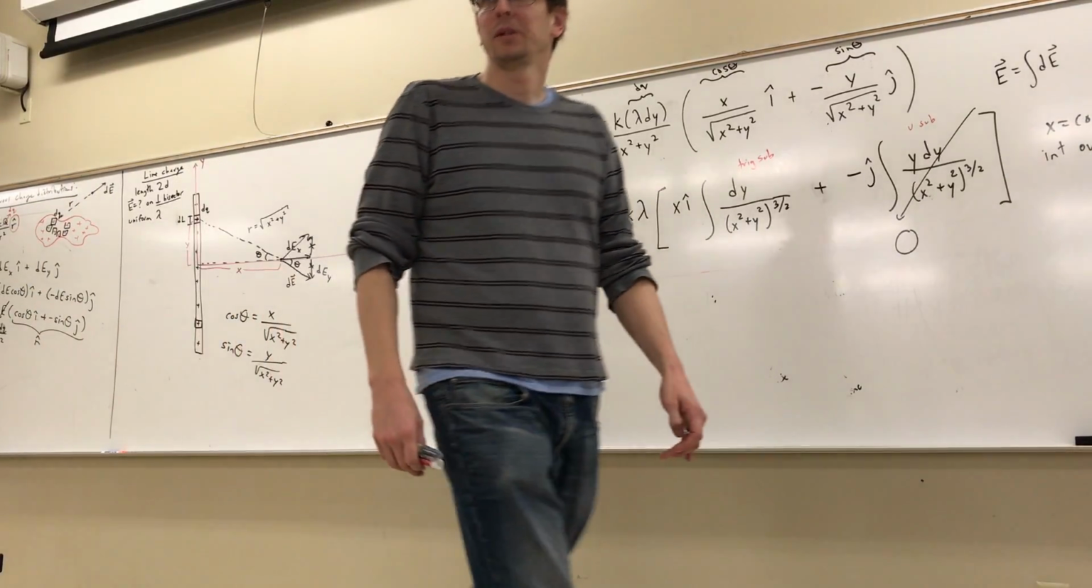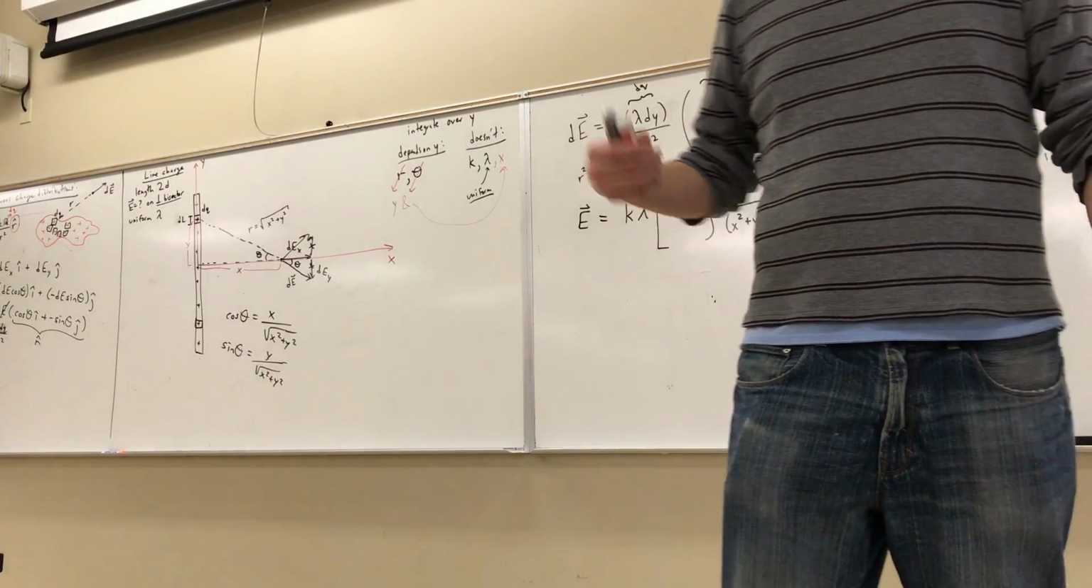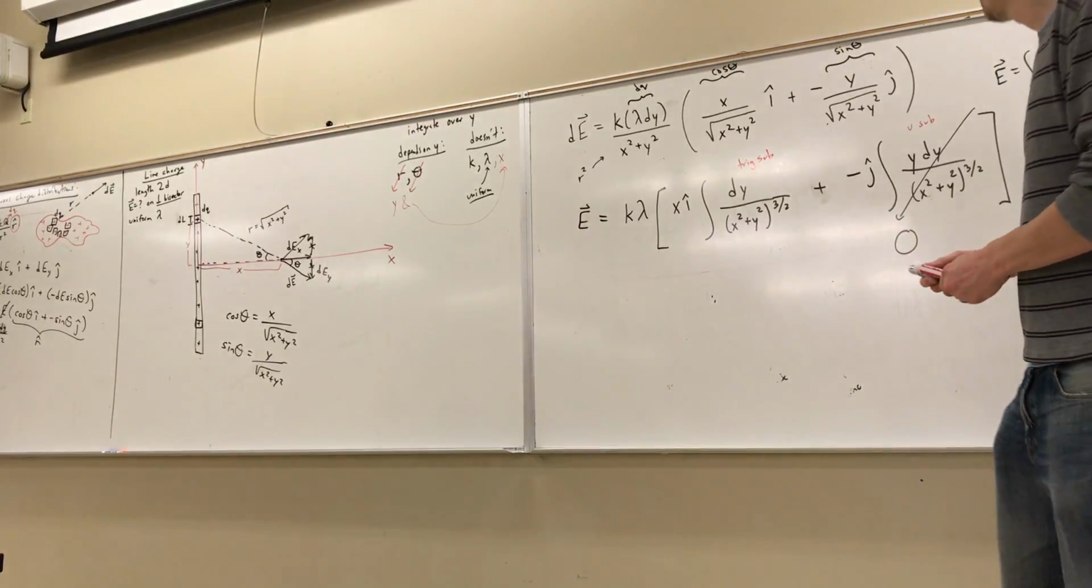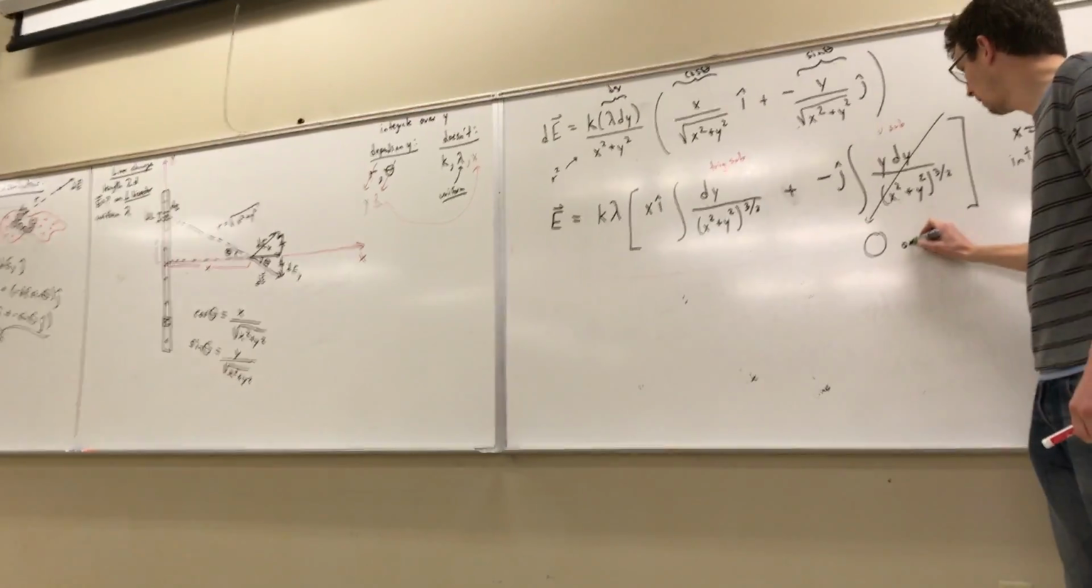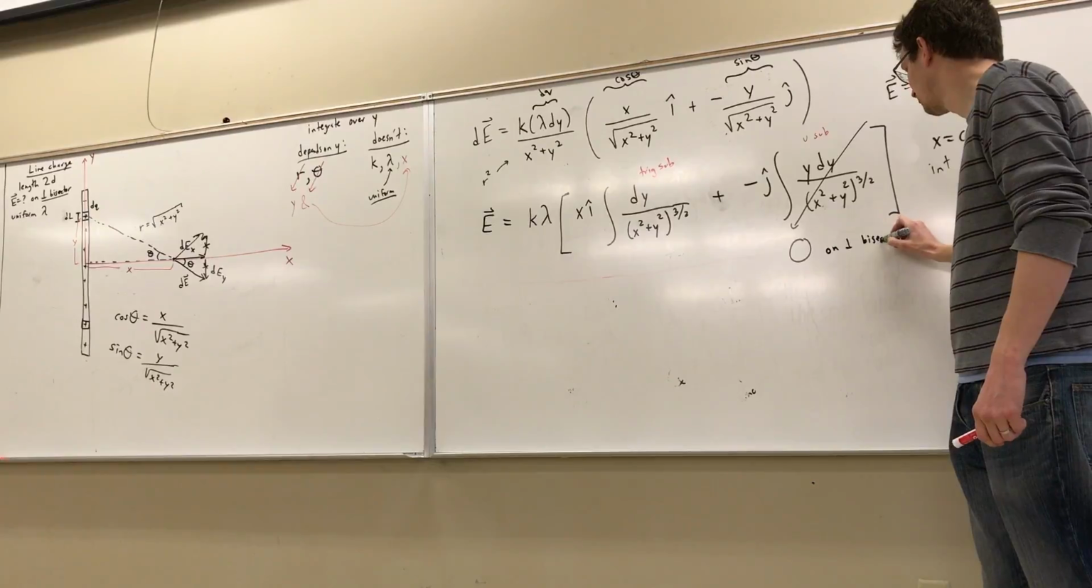If you're not on the perpendicular bisector, you have to do this, and guess what? On homework, you get to do it, okay? So this is 0 because you're on the perpendicular bisector.